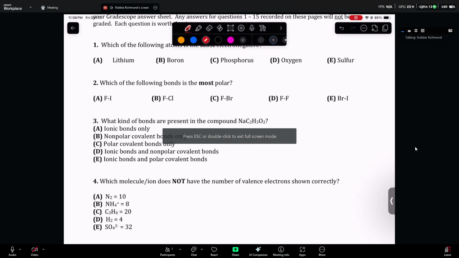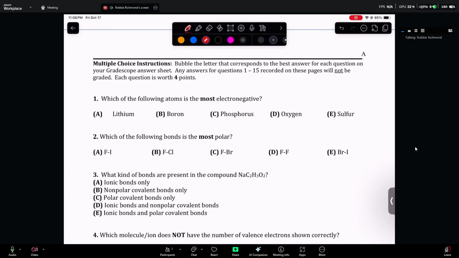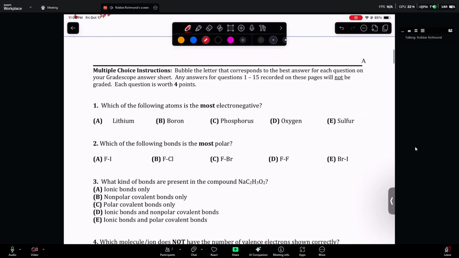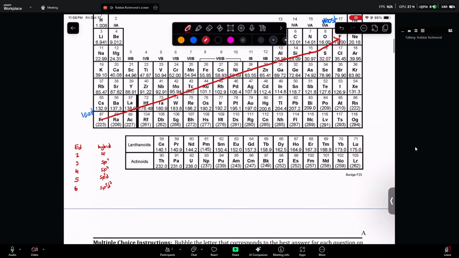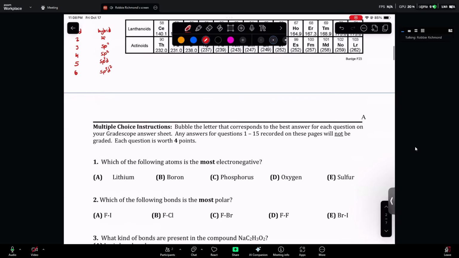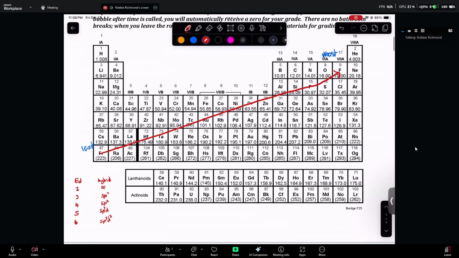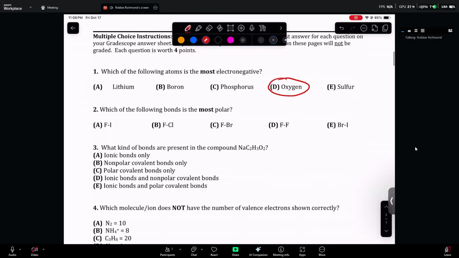All right, cool. Now, number 1, which of the following atoms is most electronegative? Look at that. We drew that trend. Hint, hint, nudge, nudge. Please draw this trend. It will help you out a lot. Anything near the top right is going to be more electronegative, and I see oxygen right there. I don't see any chlorine or fluorine, so it has to be D.